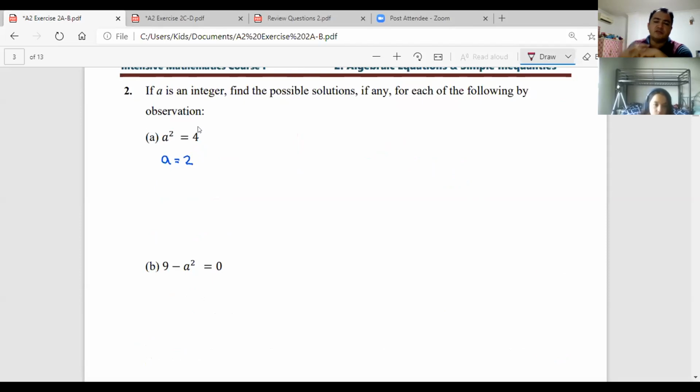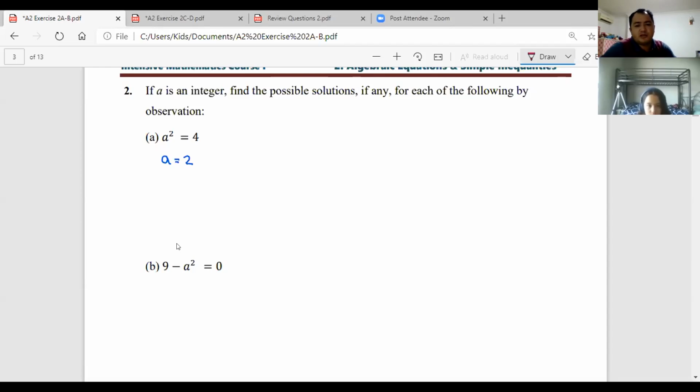Okay. Read the question. If a is an integer, find the possible solutions, if any, for each of the following by observation. Okay, if a is an integer, right? What are the integers? Like 0, 1, 2, 3, 4, -1, -2, -3, -4. These numbers are integers, right?